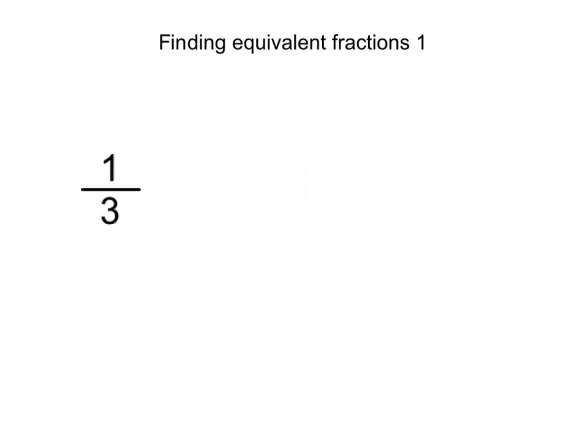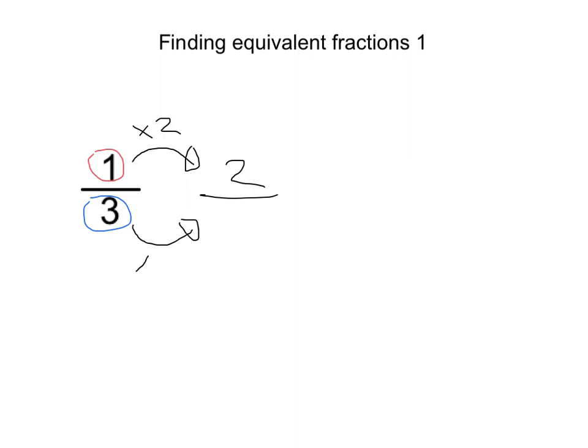To generate a set of equivalent fractions, all we need to do is multiply or divide the numerator and the denominator by the same amount. And it's important that it is the same amount. So here is an example. If we multiply the numerator by 2, we'll get 2, and then we multiply the denominator by the same amount, and we get 2/6, which is the same as 1/3.